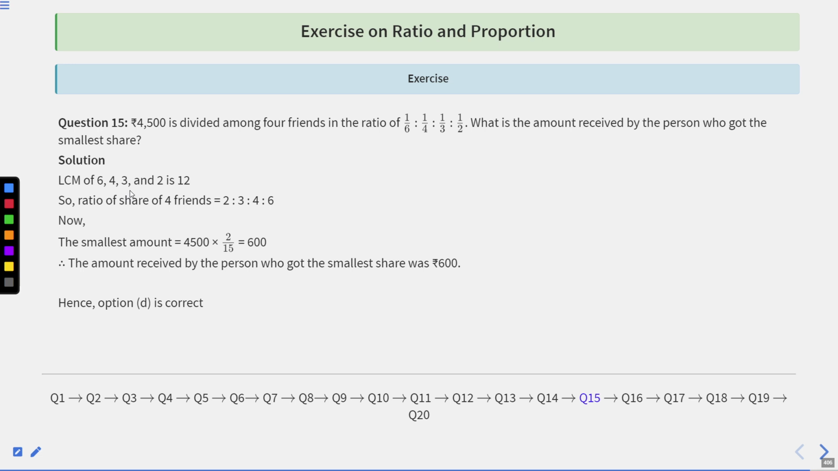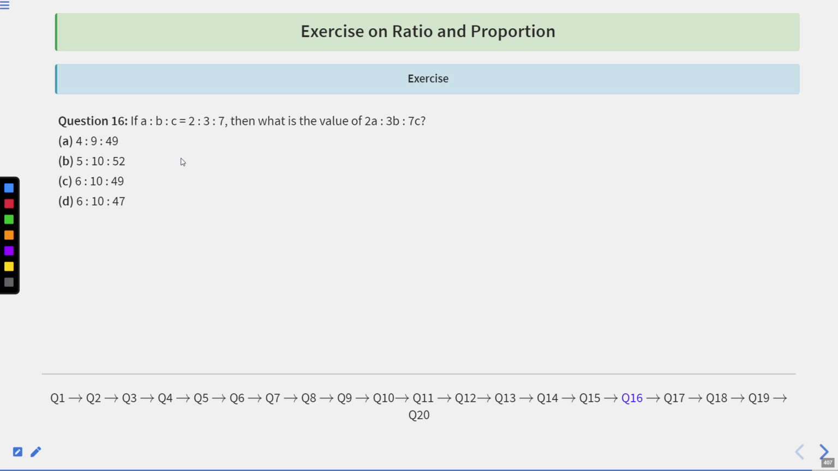So the LCM of 6, 4, 3 and 2 is 12. So let us get rid of the fractions first. So the ratio of the share of the 4 friends will be 2:3:4:6. So the smallest amount is the share of 2. So the amount will be 4,500 into share upon total, that is 2 times of 15, that is 600. So the total amount received by the person who got the smallest share is 600. So the option correct here is option D.